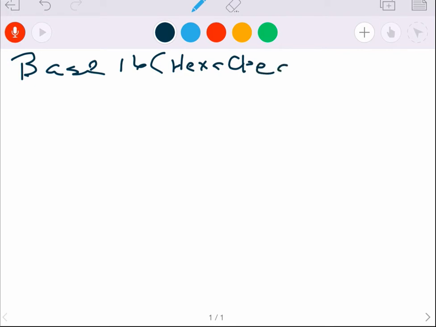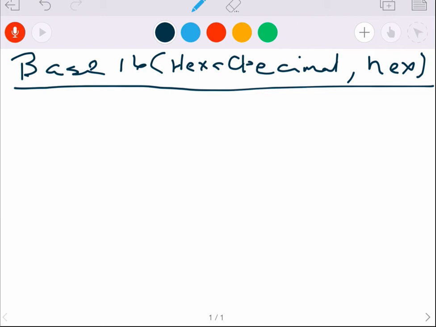Now then, the next base I want to talk about is base 16. Base 16 is also referred to as hexadecimal. It's kind of a long name, so sometimes it's referred to as hex. But that's what we're going to talk about next. Base 16 is very, very common in computers.